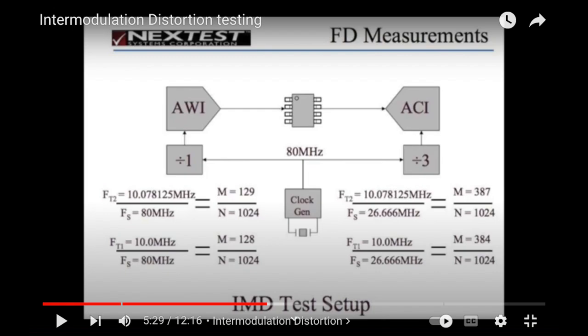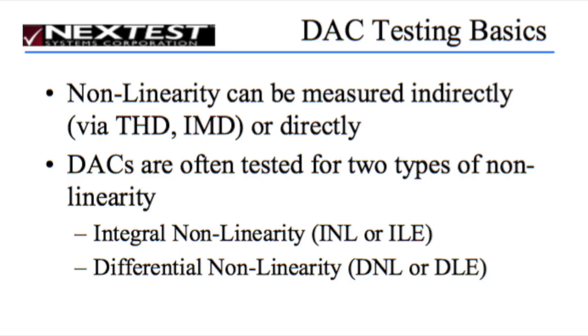Now, nonlinearity. Nonlinearity can be measured indirectly via THD, IMD, or directly. We've talked about total harmonic distortion. IMD is intermodulation distortion, and I have done a video on that, so let's not go there right now. DACs are often tested for 2 types of nonlinearity: integral nonlinearity, INL or ILE, and differential nonlinearity, DNL or DLE.